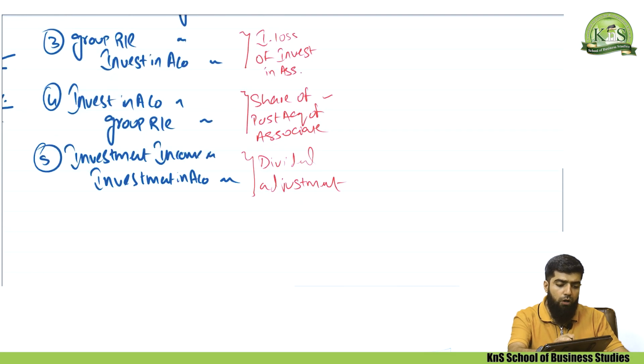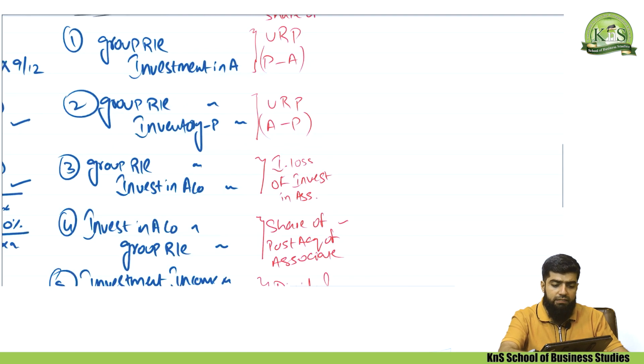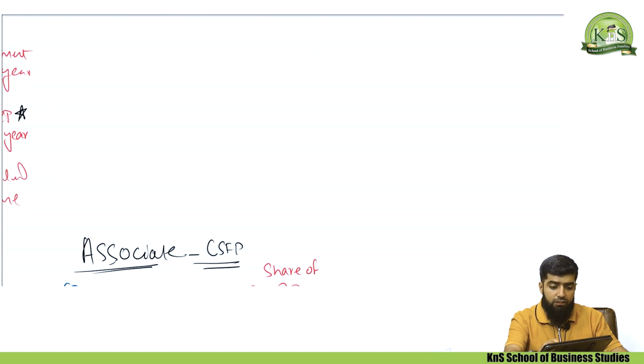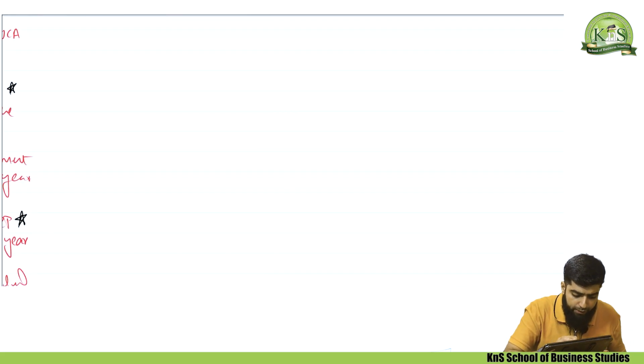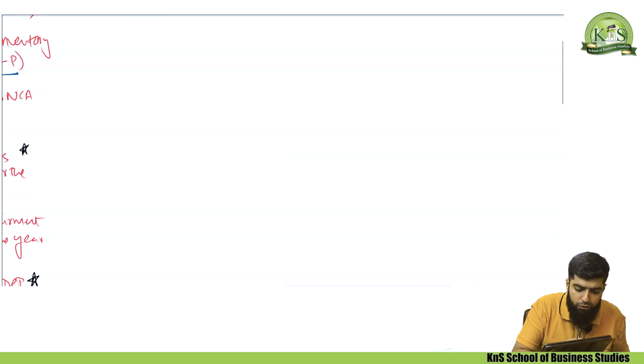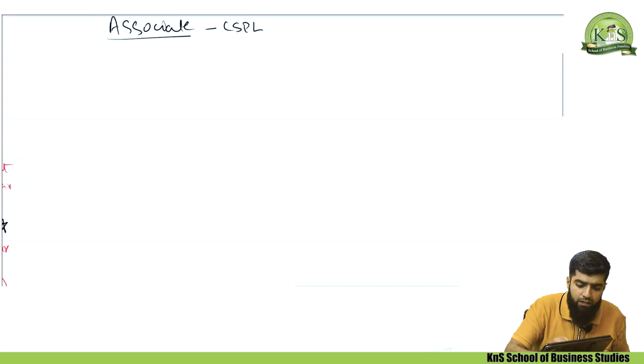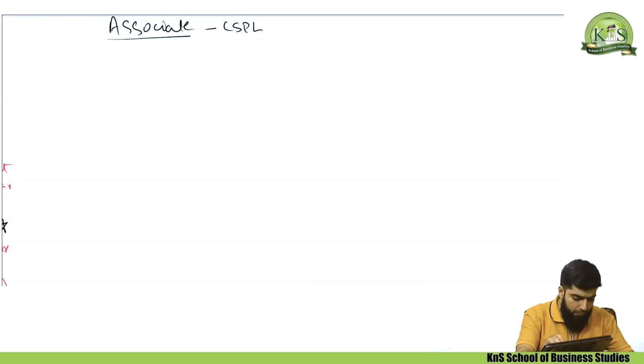Now let's move on to the adjustments related to the consolidated P&L. What adjustments might the examiner ask you for in the consolidated P&L with respect to the associate company? If we are asked to prepare the consolidated statement of P&L, the first adjustment they can test you on is the unrealized profit.